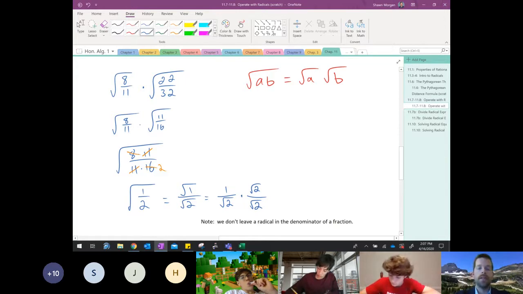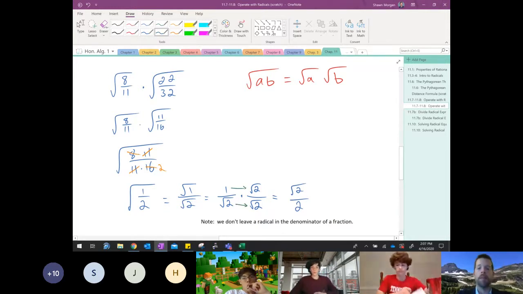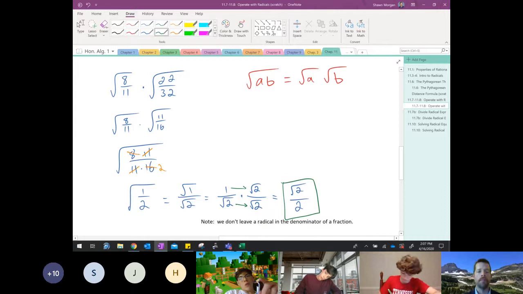Okay, and what that's going to do is square the bottom. In other words, square root of 2 times square root of 2 becomes 2. And then up at the top, we multiply the top with the top and the bottom with the bottom, and we wind up with square root of 2 over 2. That's what's called the rationalized form of 1 over square root of 2.